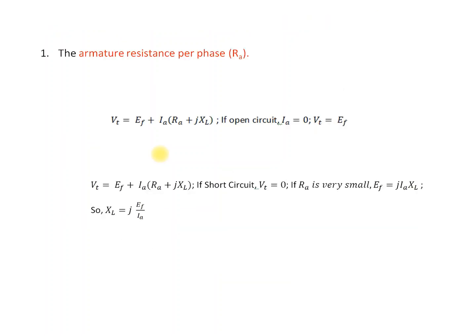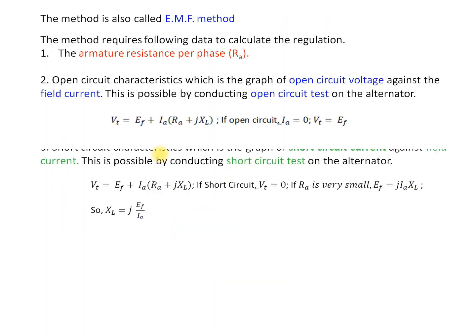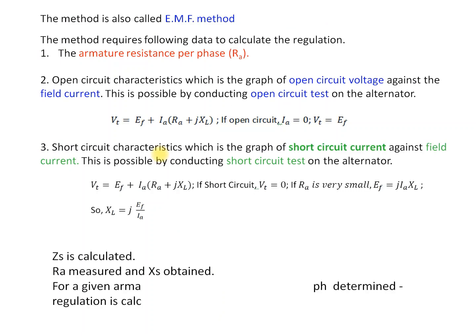So for finding out the voltage regulation due to the loading of the machine, we need to first do two experiments. One is called the open circuit characteristics test, and another one is the short circuit characteristics test. What is the necessity of doing these two kinds of characteristics experiments? It comes to mind that it is in order to find out the synchronous impedance of the alternator.